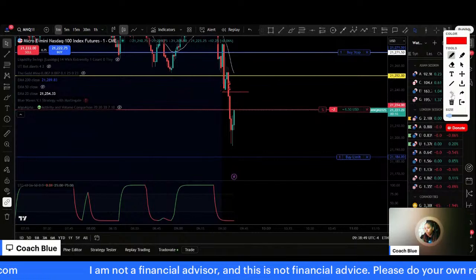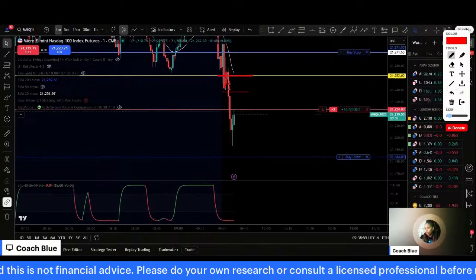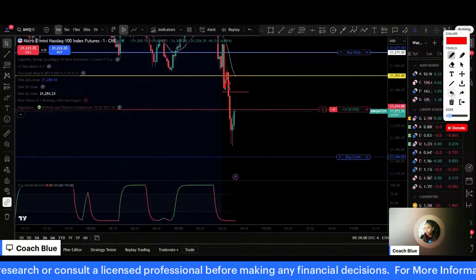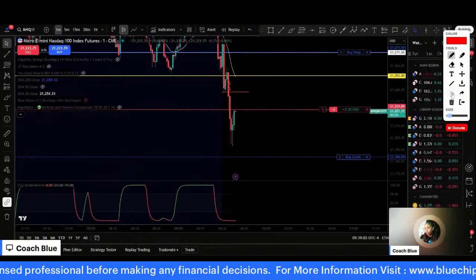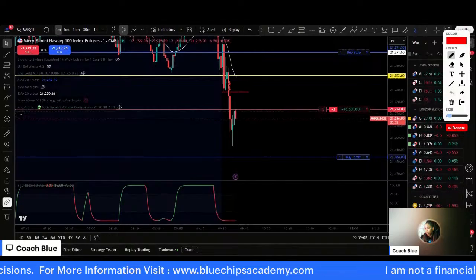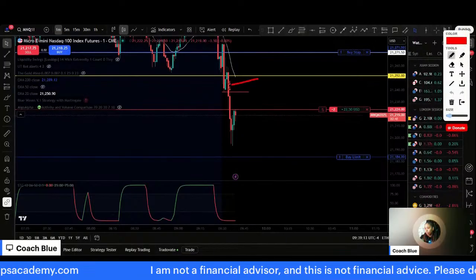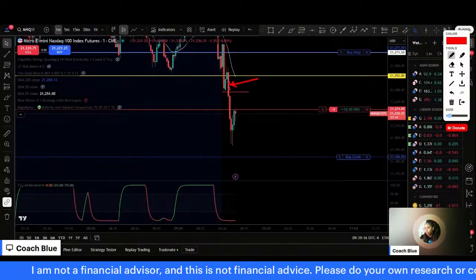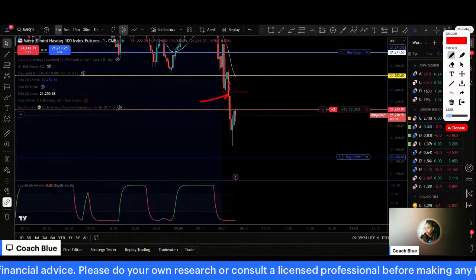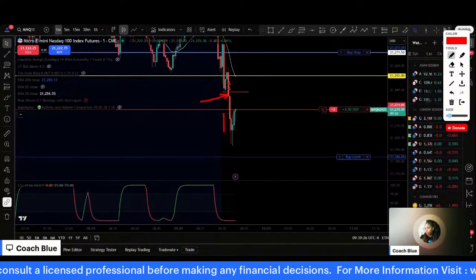Okay. Then we had a pullback. These two candles right here stayed within the area of our key level. It didn't come all the way back up. So this is a valid pullback. The body of the candle didn't come all the way back up. So that's a valid pullback. Now, what happened after that was we had continuation. This candle right here, the body of this candle broke past this level right here. And so that's where we can see the continuation.